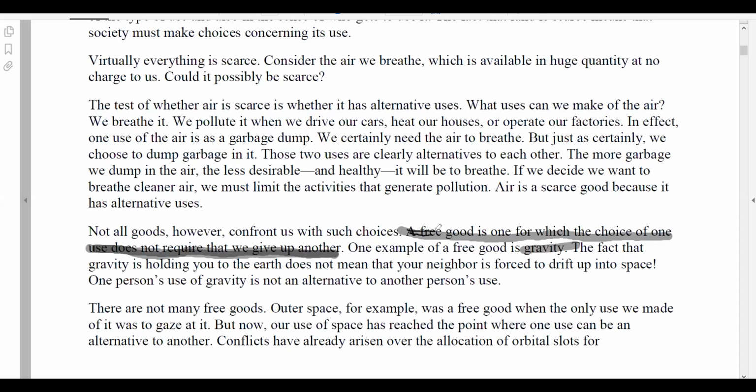We are looking at the resources. So with a free good, we are looking at a resource that when one is using it, it does not mean the next person will not be able to use it for other purposes. They can also still use it at the same time because it's a free good. It's available to everyone, so in a way it is unlimited in a sense. So that is a free good. But there are very few free goods in existence.